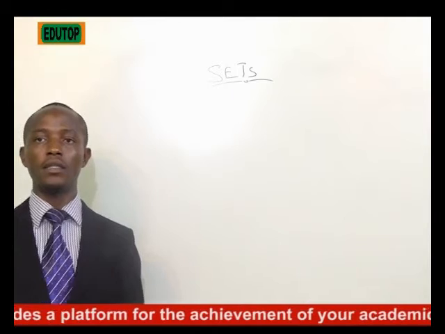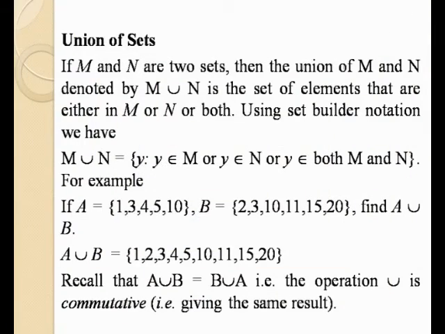Then the next operation of sets is union of sets. If M and N are two sets, then the union of M and N, denoted by M union N, where the symbol is like a U but not U, is a set of all elements that are either in M or N or in both M and N. Using the set builder notation, we have M union N is equal to Y, such that Y belongs to M, or Y belongs to N, or Y belongs to both M and N.